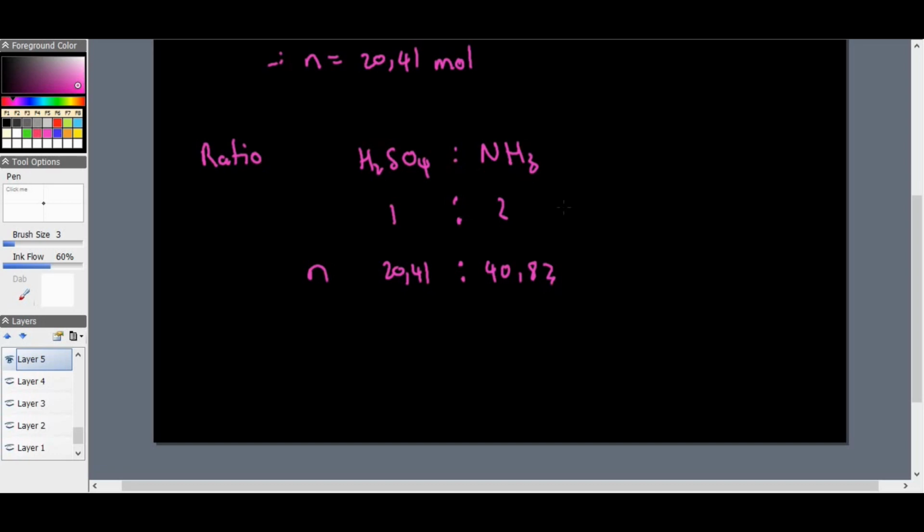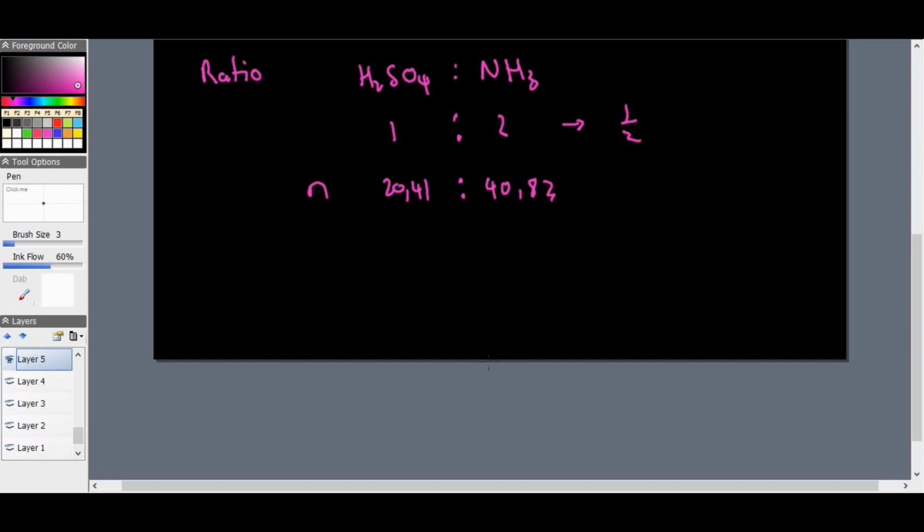So we know our ratio of H2SO4 to ammonia is 1 to 2, which is the same as a half. Okay, so let's compare our actual mole ratio, because that was theoretical. The actual mole ratio is going to be 20,41 over 40,82, and that ratio is basically going to equal a half as well.